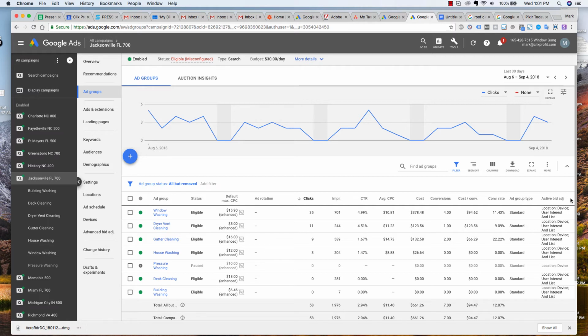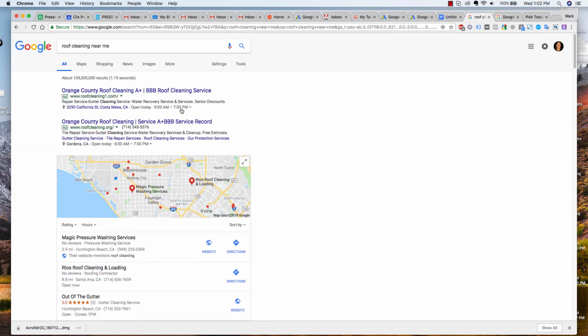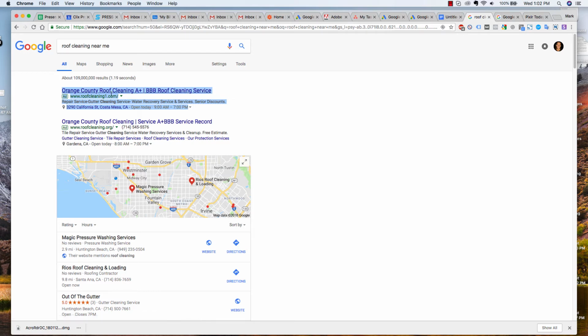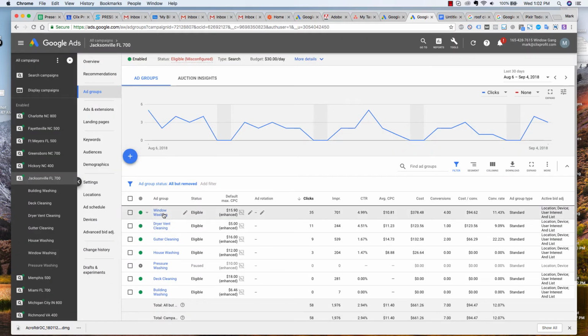Now ad groups are actually very simple what they are. Ad groups are two things and two things only. Ad groups are ads. Okay, remember these? The actual ad itself, they are these. And ad groups are also keywords. That's all that makes up an ad group. Ads and keywords.